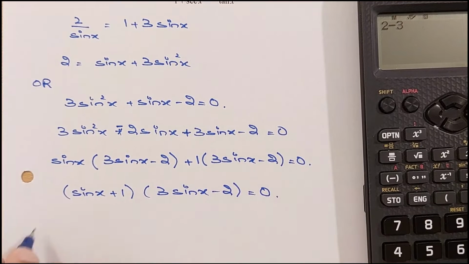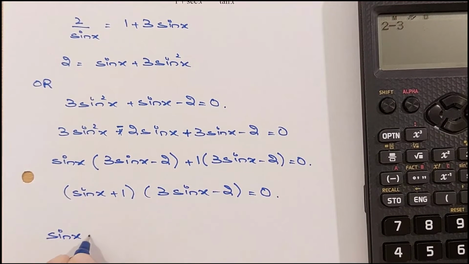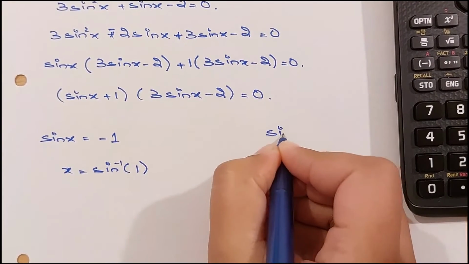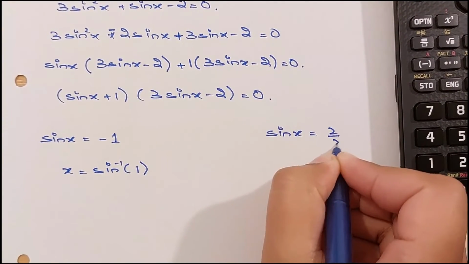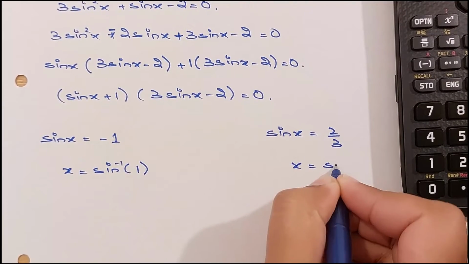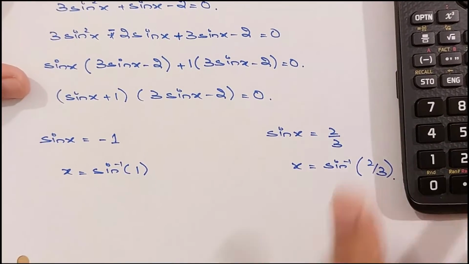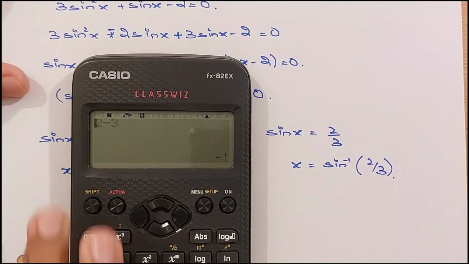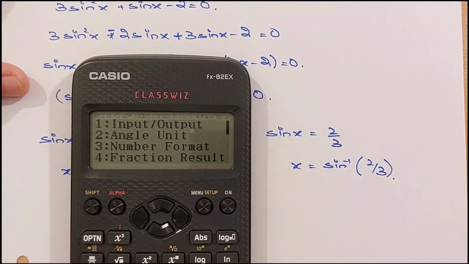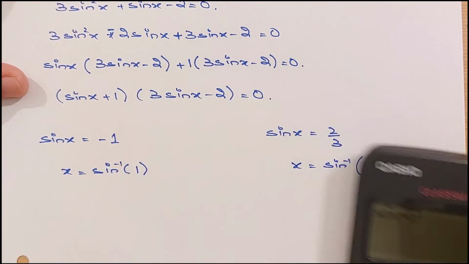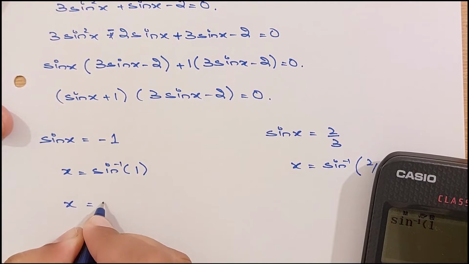Now let me put both the factors equal to 0. From here, sine x equals minus 1, and the other factor is sine x is 2 by 3, and x is sine inverse of 2 by 3, right? This is in degrees, so this is in radians. Convert the calculator into degrees. Now sine inverse of 1 is 90, so x equals 90 degrees.